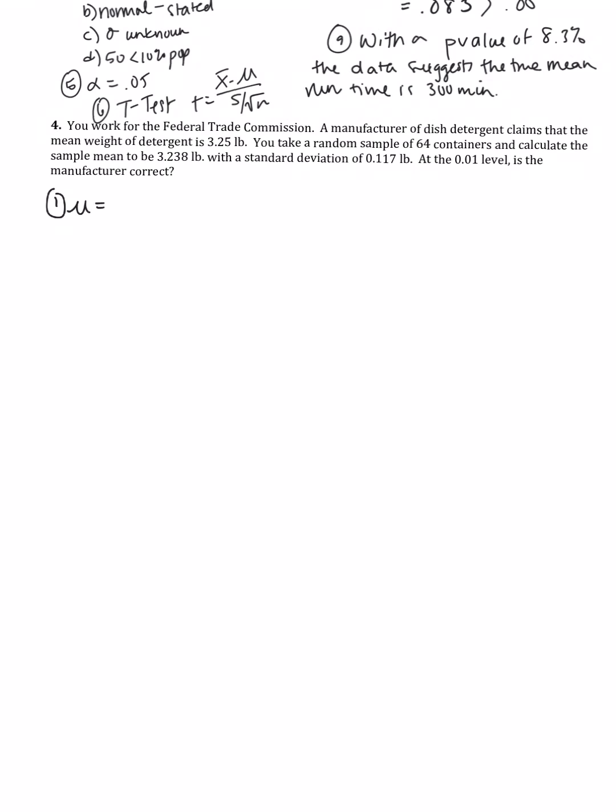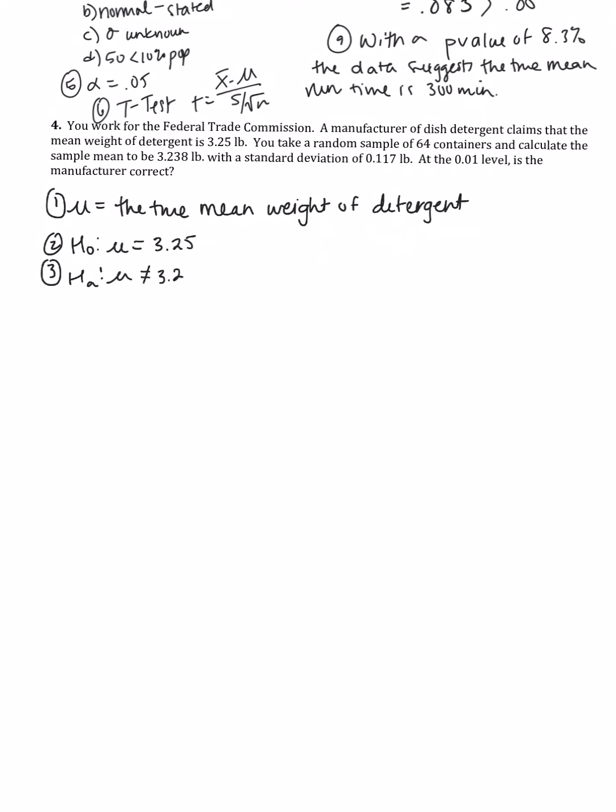Mu is equal to the true mean weight of detergent. All right, let's set up the null and the alternate. Always equal, okay. And so it claims to be 3.25 pounds. And you take a sample of 64, let's see. And we want to know if the manufacturer is correct. So maybe if it's not 3.25 pounds. Step 4, let's check conditions.